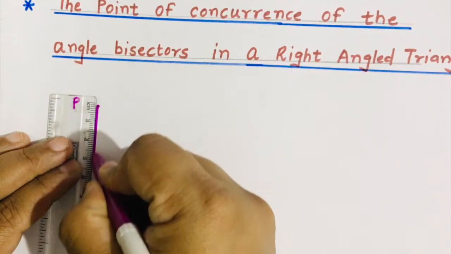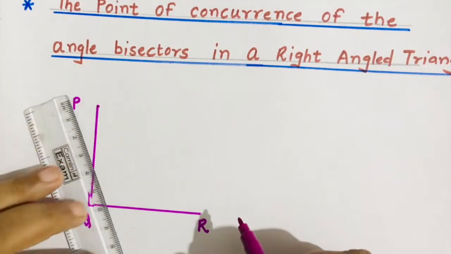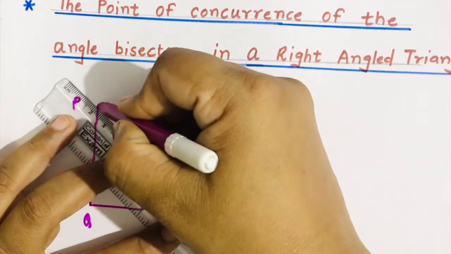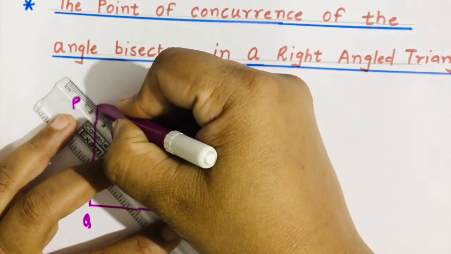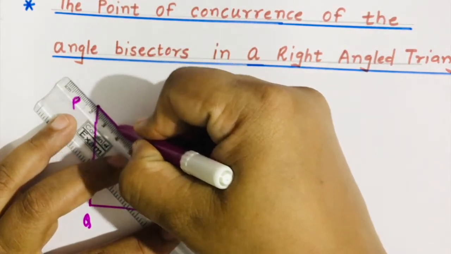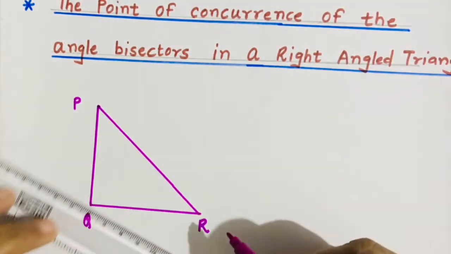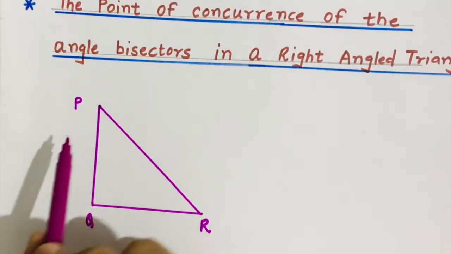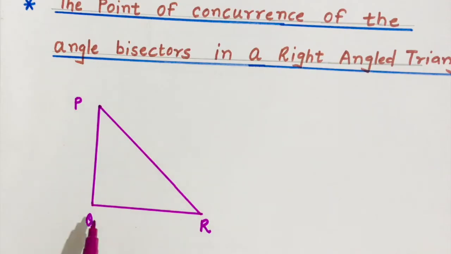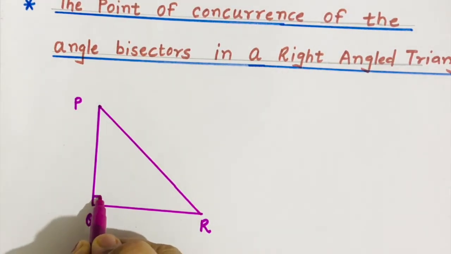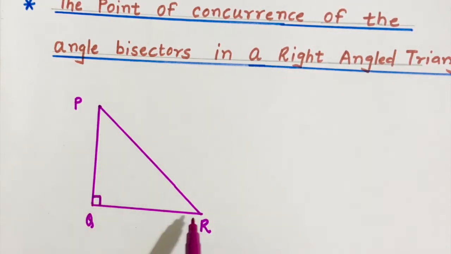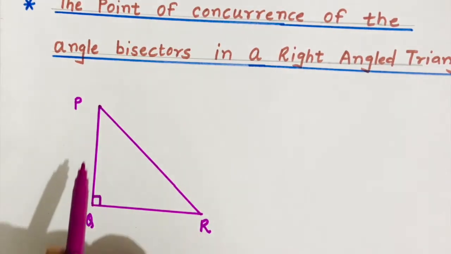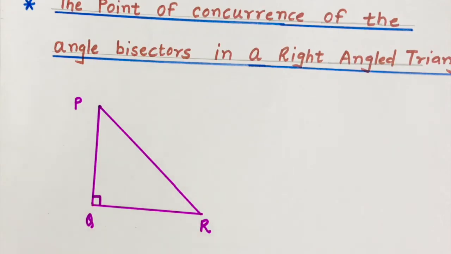Join PQ and PR. This is the required right angle triangle PQR. Since it is a 90 degree right angle triangle, we will give the 90 degree sign. In a triangle, if one angle is of 90 degree, then that triangle is known as a right angle triangle.